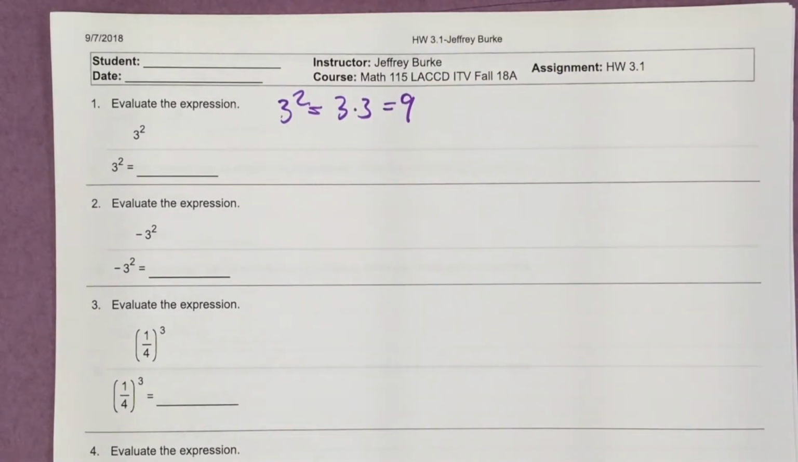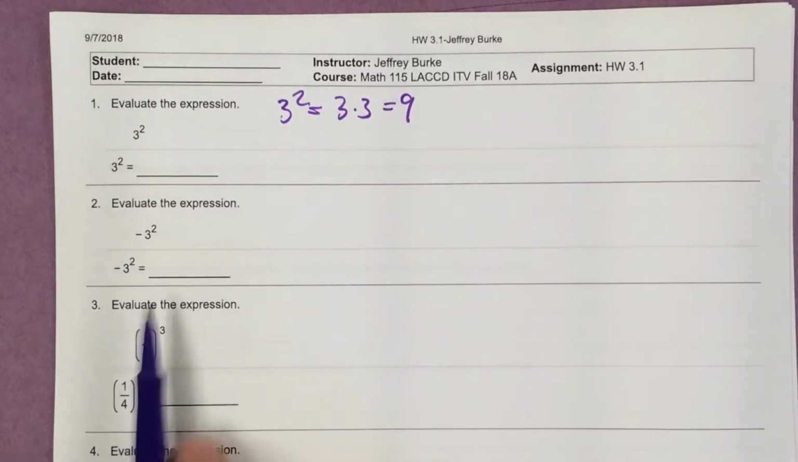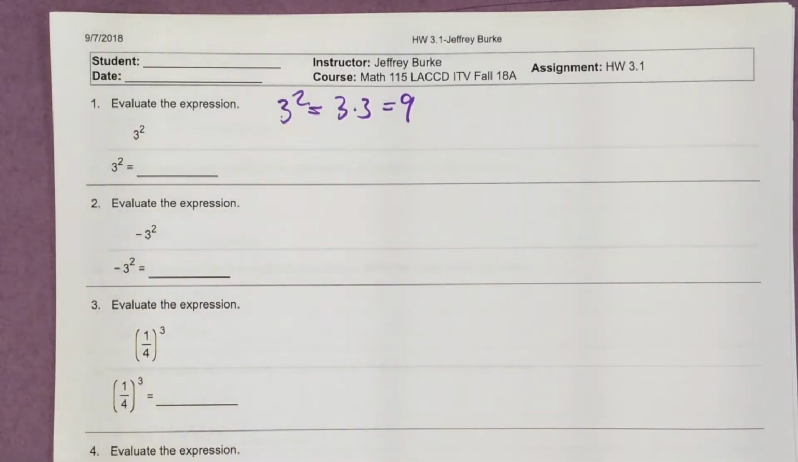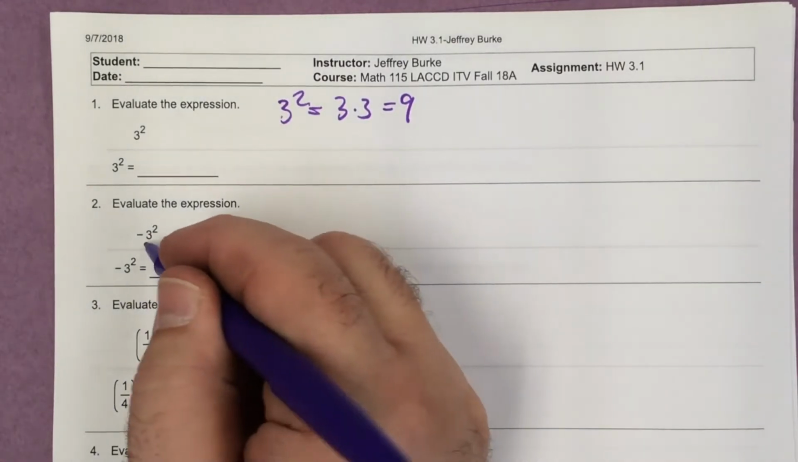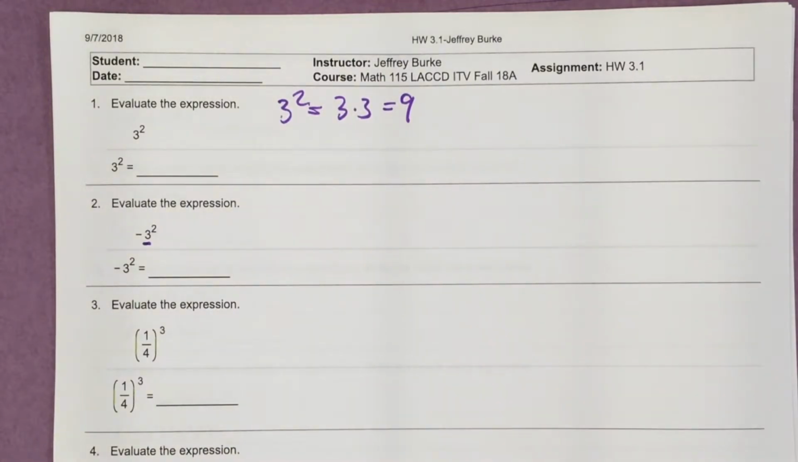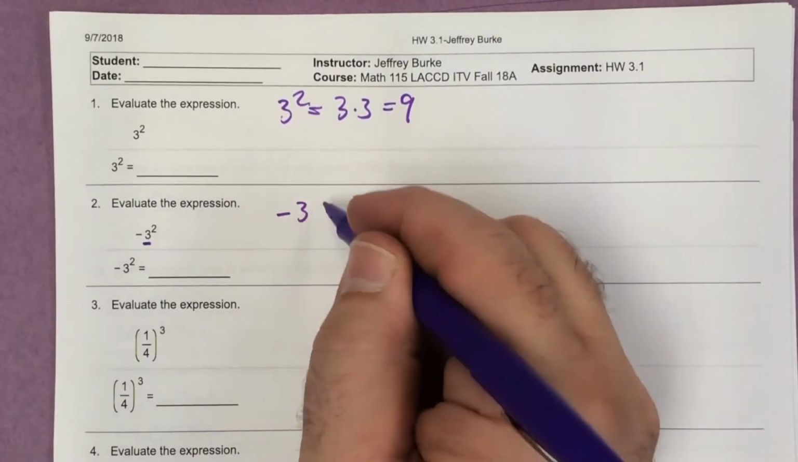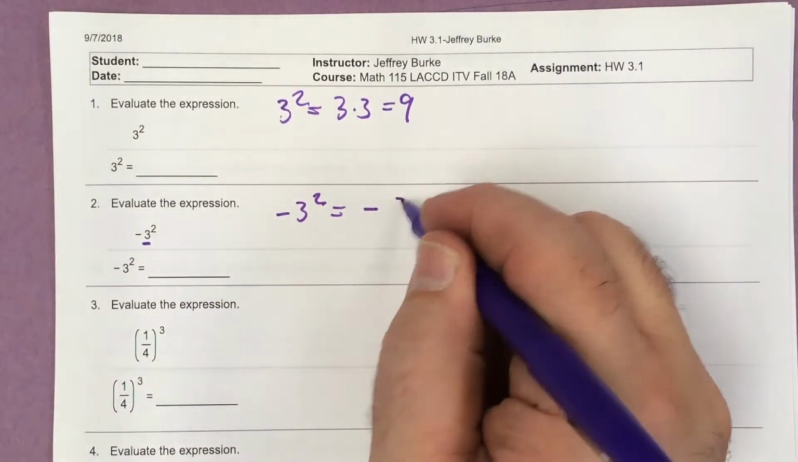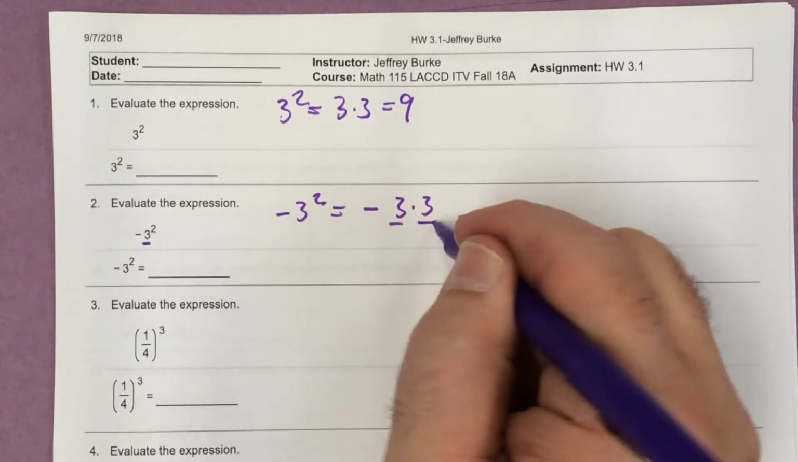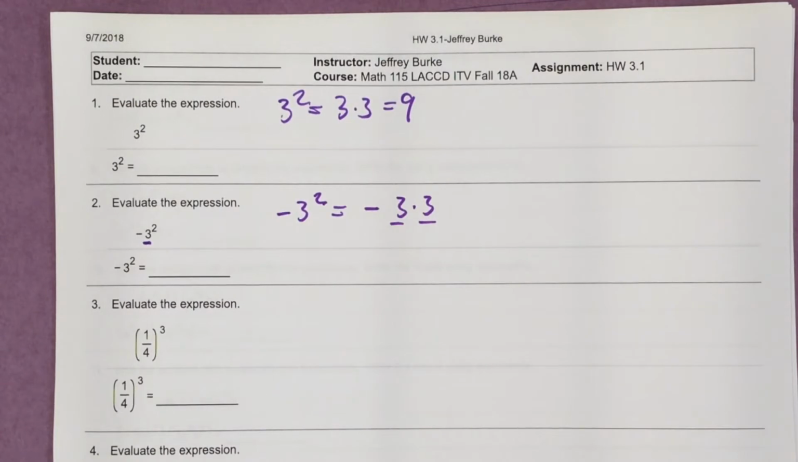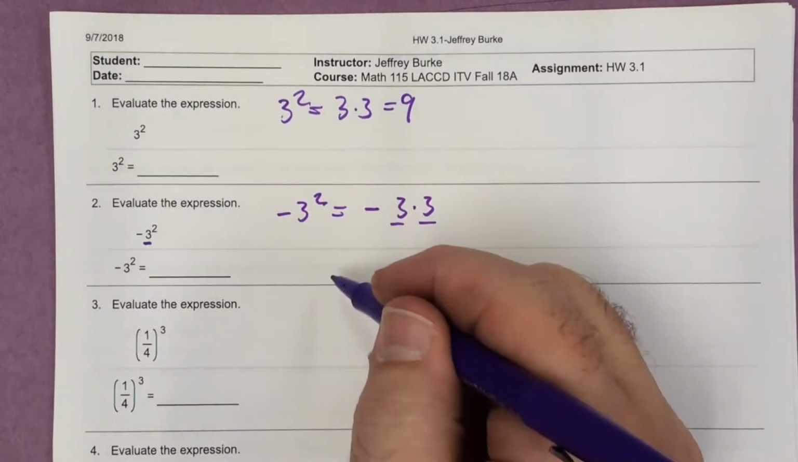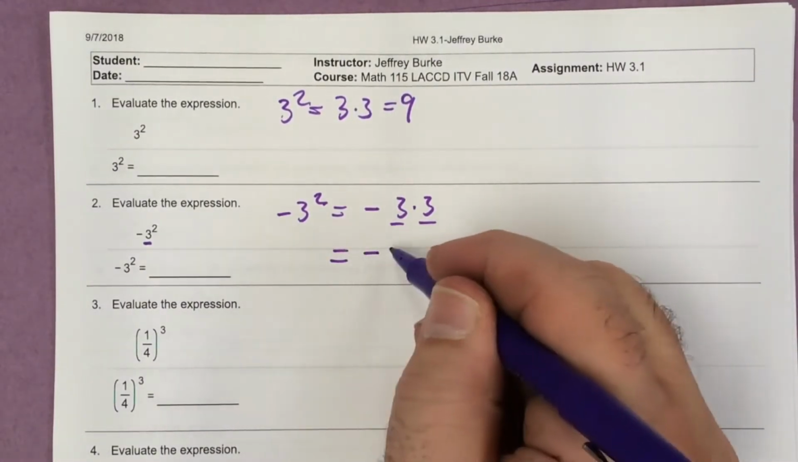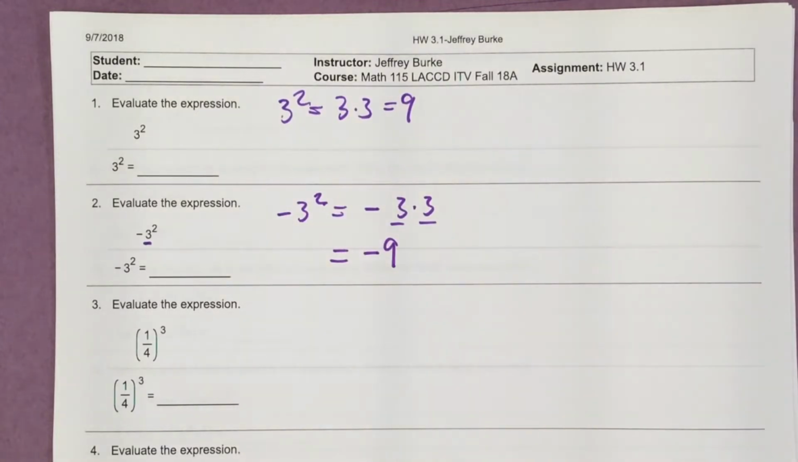Now be careful in a question like number 2. In this question, the only thing that gets raised to an exponent is the 3. So if I have negative 3 squared, then this gets written out as just negative 3 times 3. It's only the 3 that's being raised to the exponent, not the negative. Therefore, this result is going to yield a negative 9.